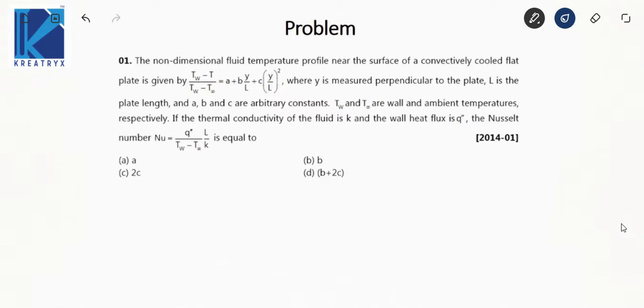I'm going to solve the GATE previous year questions from the chapter Heat Transfer in Flow over Plates and Pipes. So this is the first question. The first impression of this question on most of the students will be that it is quite difficult because of the heavy use of this equation and this equation, and a lot of variables are there.